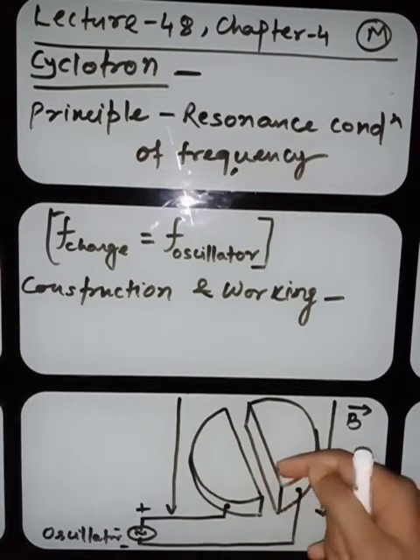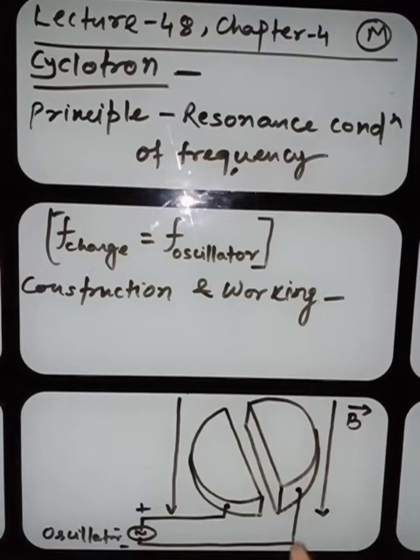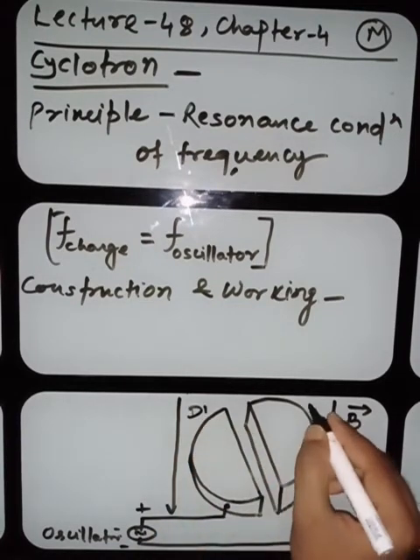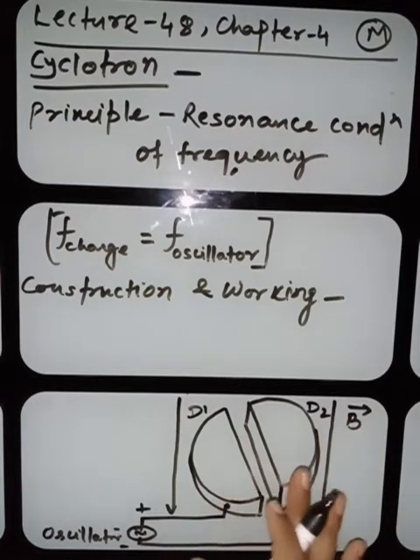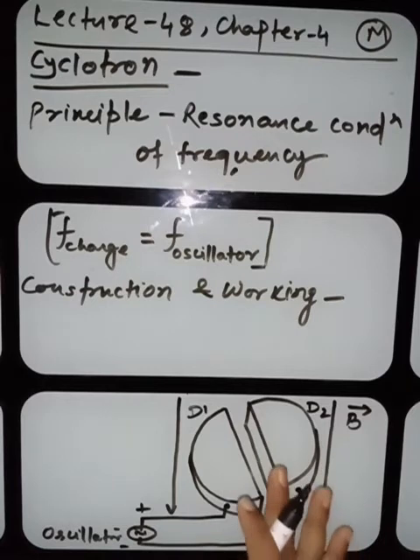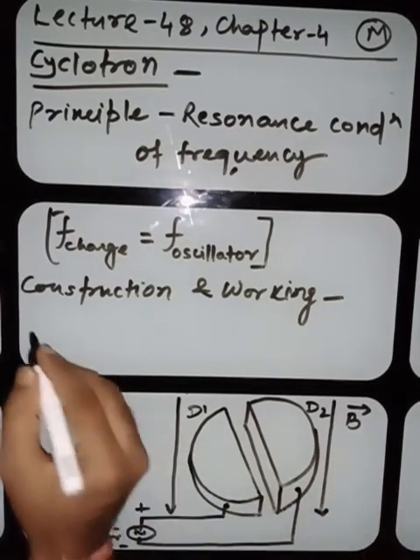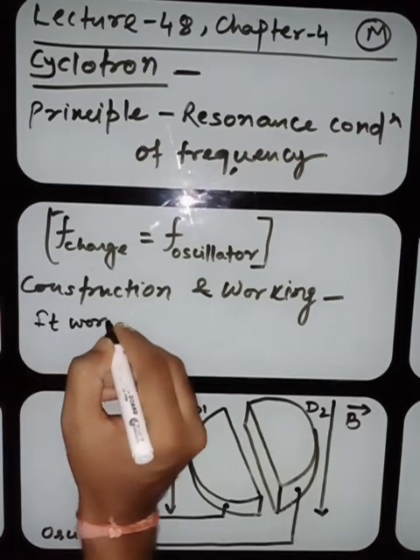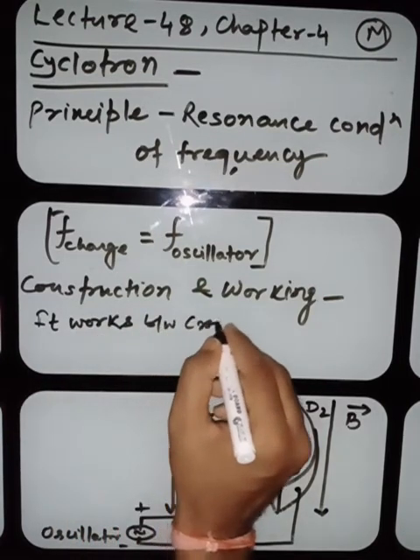Remember, these are the D's, D1 and D2. This particular apparatus is placed in a cross field. This is very important. It works between cross fields.